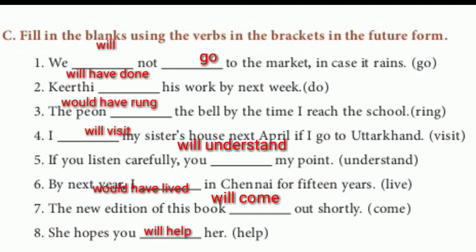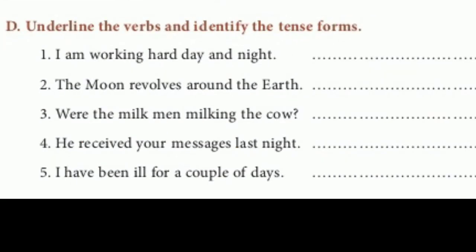Sixth one, by next year, dash in Chennai for 15 years. Bracket word is live. By next year, I would have lived in Chennai for 15 years. Seventh one, the new edition of the book dash out shortly. Bracket word is come. The new edition of the book will come out shortly. Eighth one, she hopes you dash her. Bracket is help. She hopes you will help her. Fine, children? Okay, moving on to the D part.